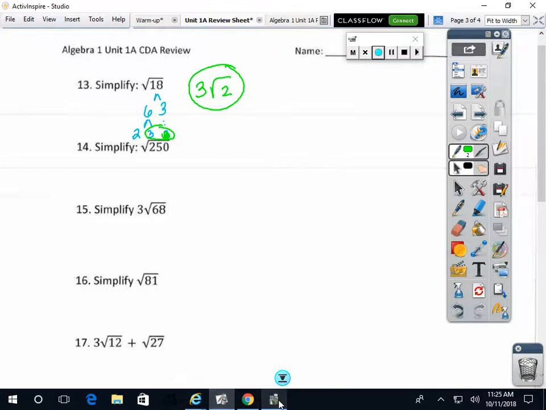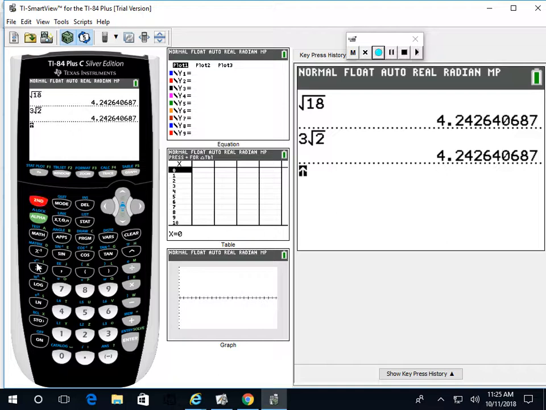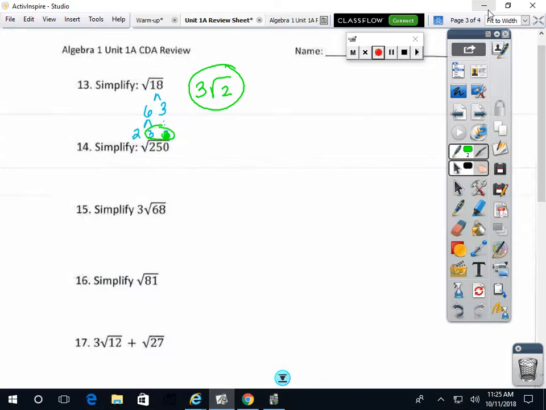All right, number 14. Square root of 250. The first thing we do is type it in. Second x squared 250. And it does not give me a whole number, so it's not a perfect square. So I need to simplify it via factor tree. What are some numbers that multiply to give us 250? Okay, 25 times 10. Then 25 is 5 times 5. 10 is 5 times 2. And then all 4 of those numbers are prime numbers.